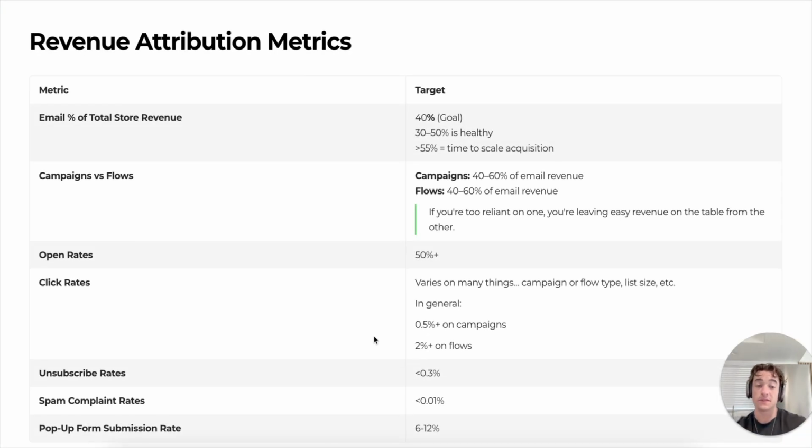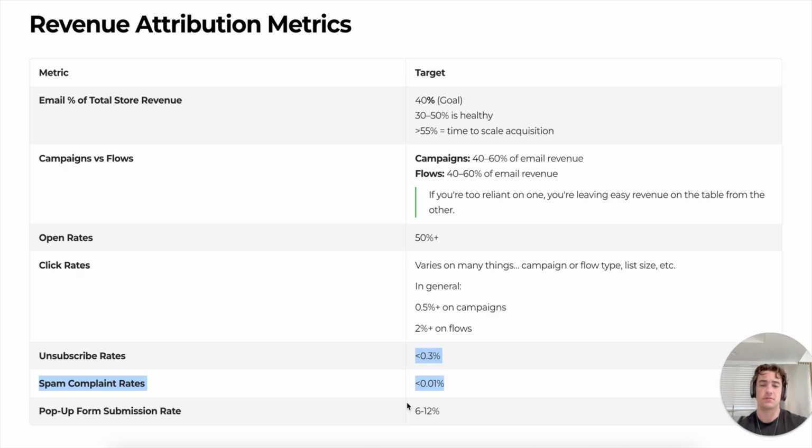If you have a lot of unsubscribes, then you do have a content problem and you need to fix your content. Same thing for spam rates. We want spam complaint rates to be less than 0.01%. If you have more than that, then you have a content problem, potentially a segmentation problem if these are too high, but generally that's where you want to be.